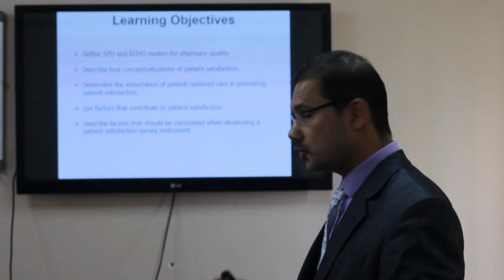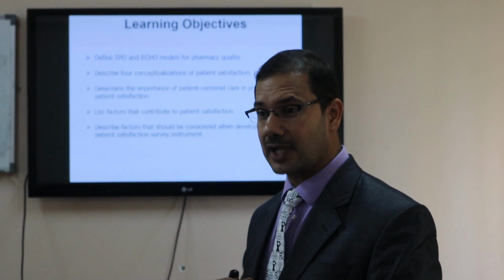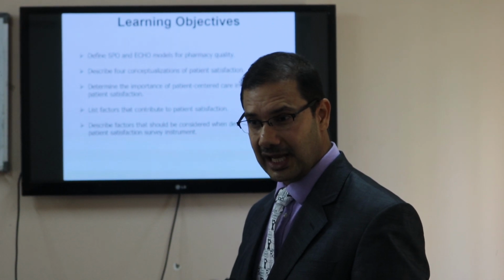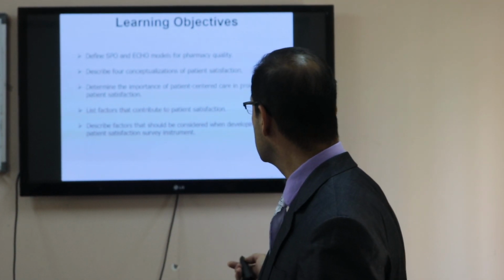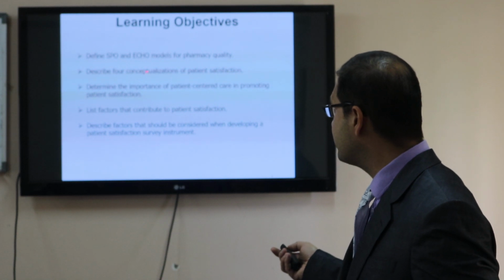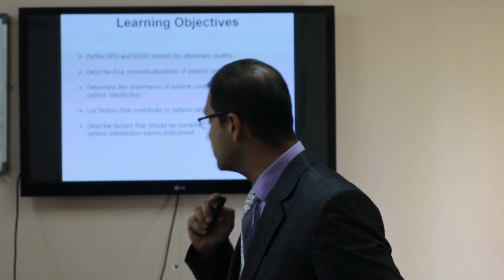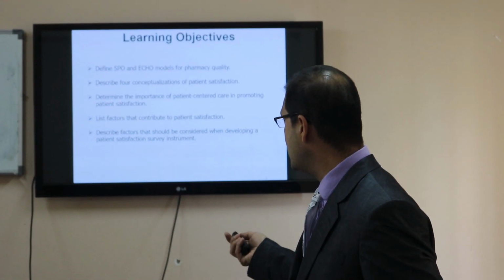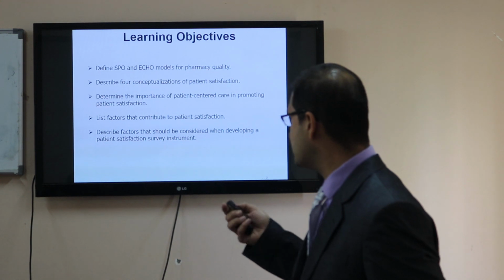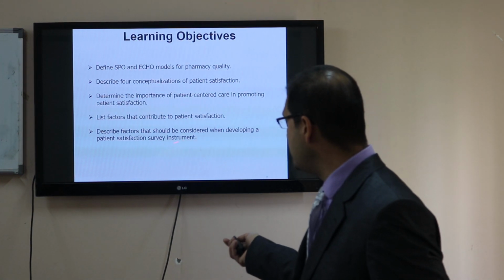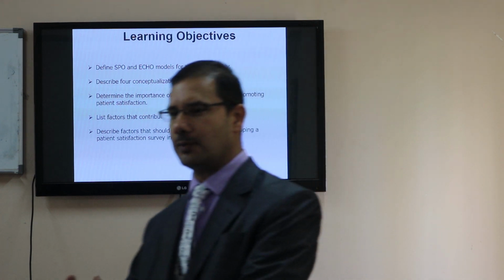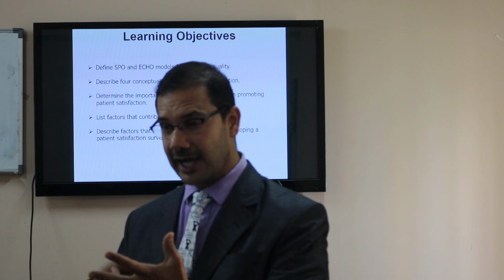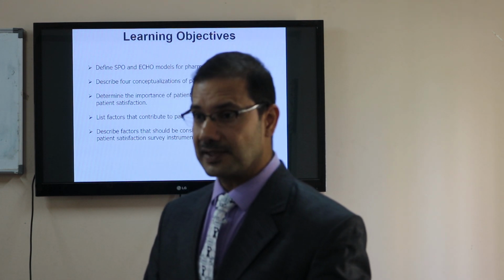So today we'll talk about two models. The structure-process-outcome model. The other model is the ECHO model. It's the economic, clinical, humanistic outcome model. Also, we try to describe the four concepts of patient satisfaction. We'll determine the patient-centered care and promoting patient satisfaction, and the factors that contribute to patient satisfaction. And finally, we need to construct items or instruments. We call them survey instruments or survey items. The questions, we call them items or instruments for the survey, okay?